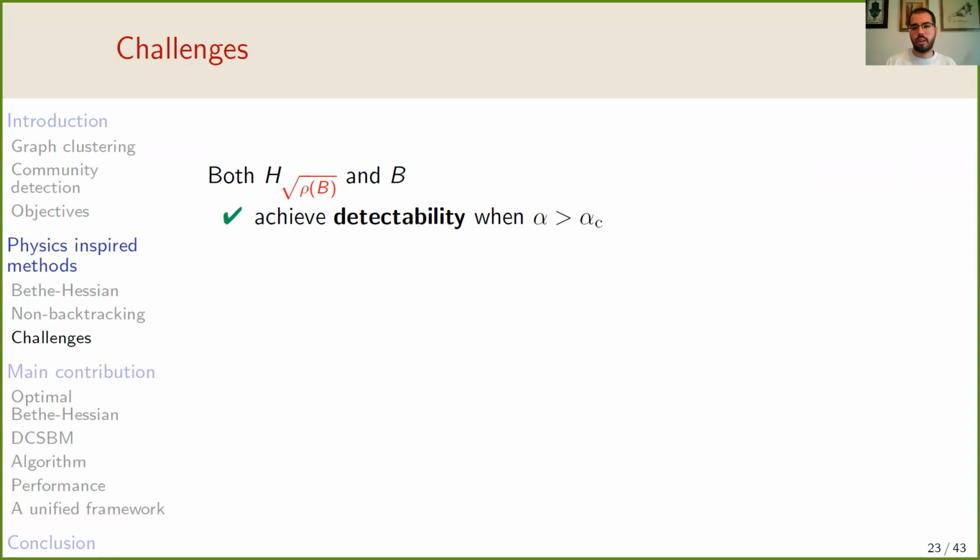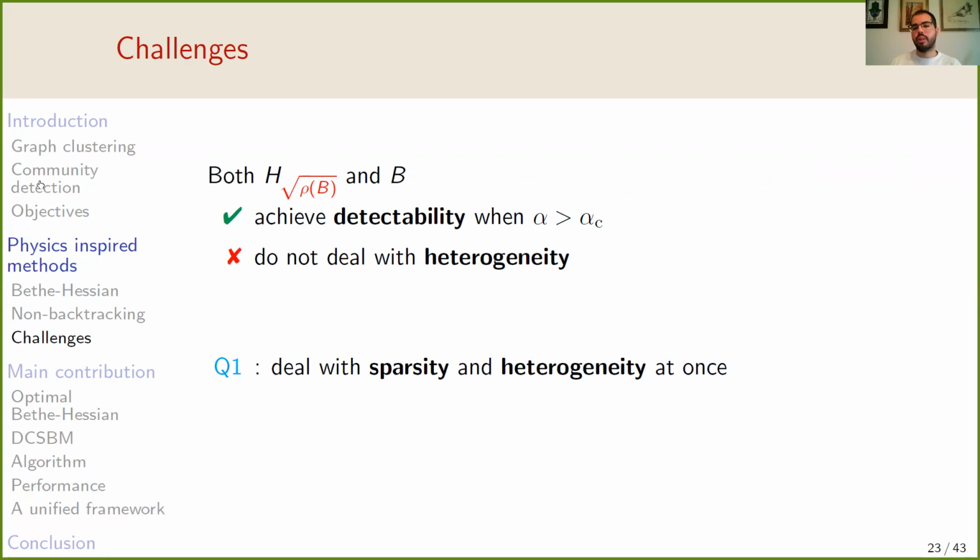detectability threshold alpha c. However, they do not take into account the degree heterogeneity, in the sense that if we use the corresponding eigenvectors to produce a node feature extraction, it will be affected by that effect I showed in one of the first slides, in which nodes with a small degree will be likely mapped to nearby points in the feature space. So the question we asked ourselves is, first, is there a way we can use these matrices to deal at once with sparsity and heterogeneity?